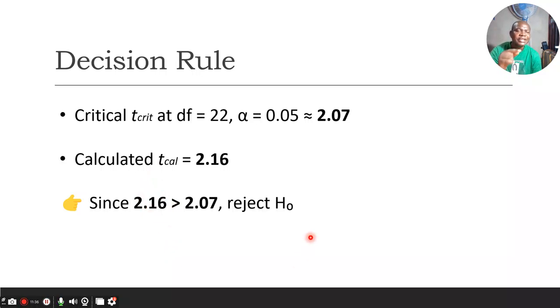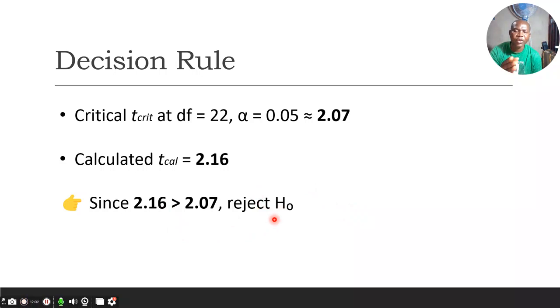There's what we call the rejection zone in our normal distribution curve and the non-rejection zone. So the moment your t calculated is greater than the t critical that marks off the rejection and non-rejection zone, it simply means your t calculated falls in the rejection zone. And what are you rejecting? You are rejecting the null hypothesis.